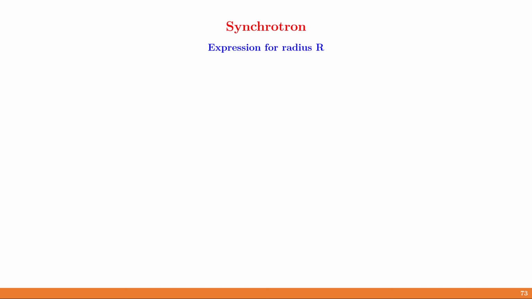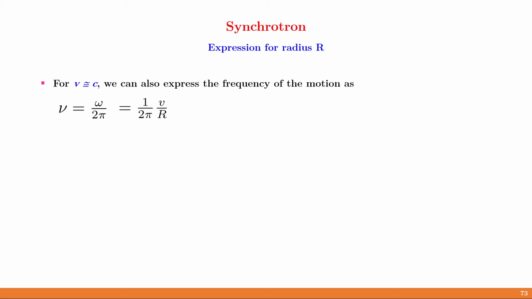Expression for the radius r. For v approximately equal to c, we can also express the frequency of motion as nu equal to omega over 2 pi. When we substitute for omega in terms of the radius of the path, this becomes 1 by 2 pi times v over r. Since v is approximately equal to c, we have nu equal to c over 2 pi r.